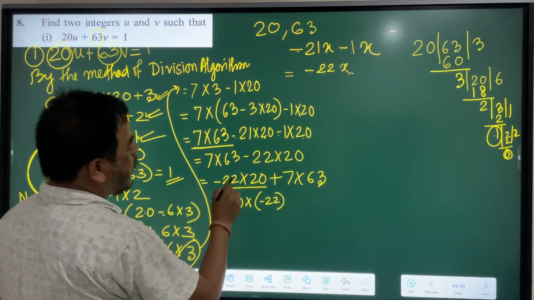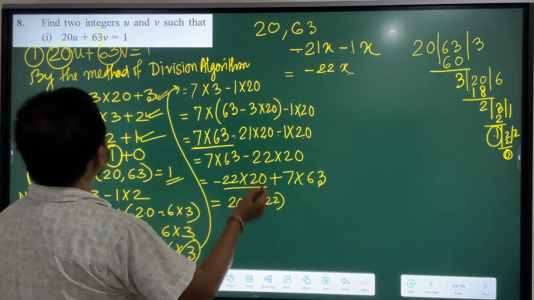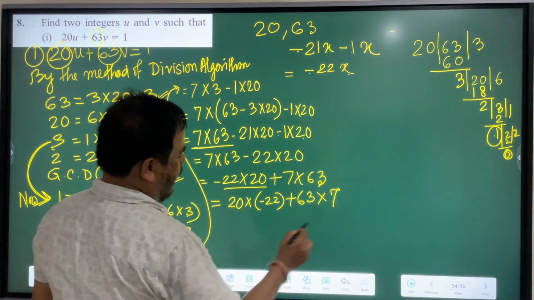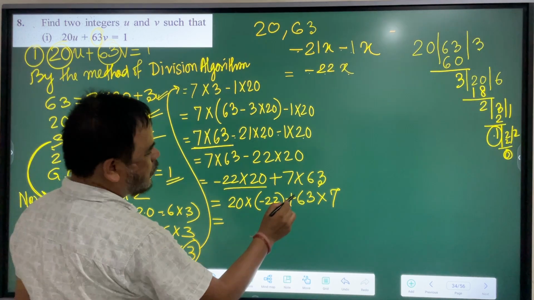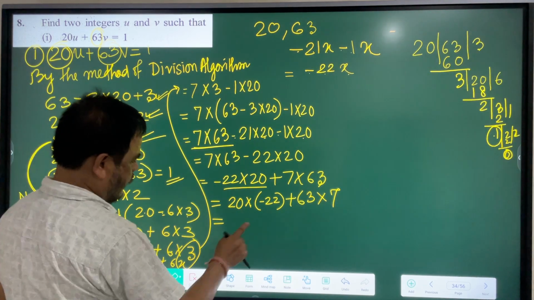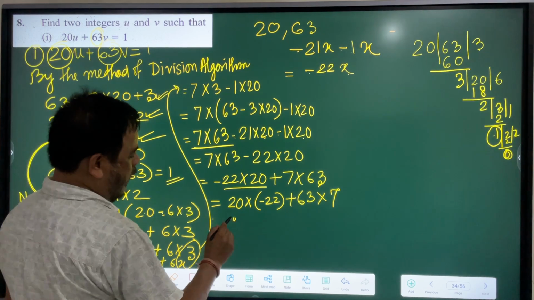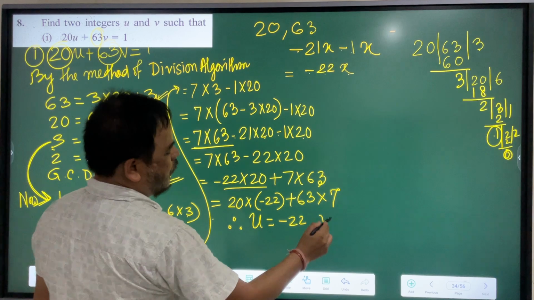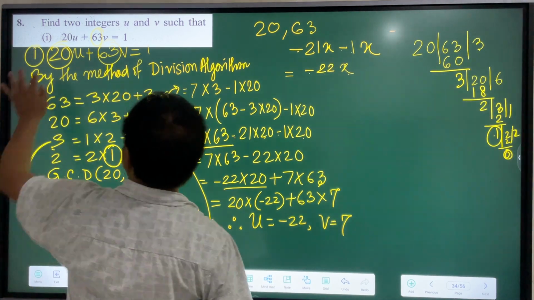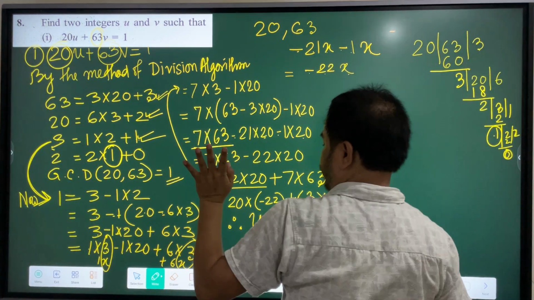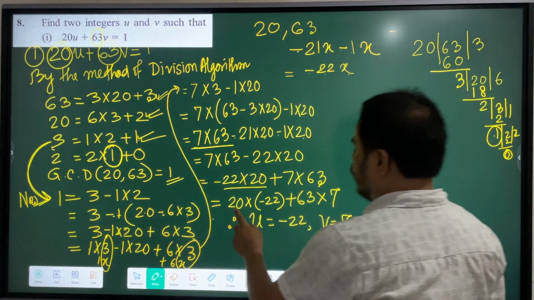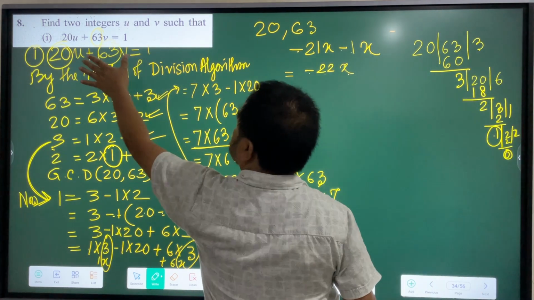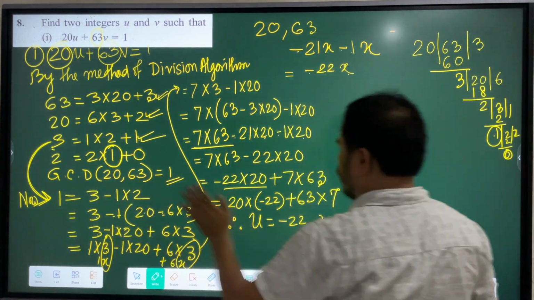Okay, minus 22 into 20 is written 20 into minus 22, because 20u plus 63 into 7. So 20u plus 63v. Therefore, u is equal to minus 22, v is equal to 7. I hope you understand. 20u plus 63v. So here 1 is equal to 20u plus 63v. 1 is equal to, it is given here, so that is why we have started from 1.